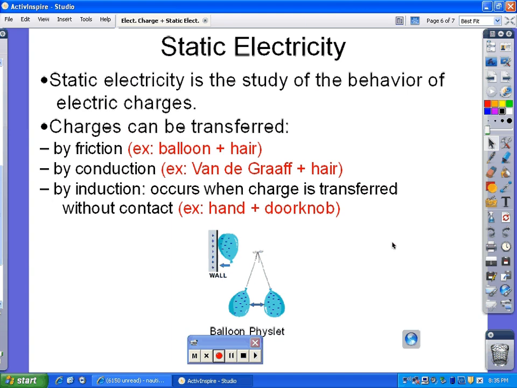Oh, the Coke can. When I moved the Coke can in class with the charged balloon without touching it, that is also induction. So 3 ways: friction by rubbing, conduction simply by touching, no rubbing, and induction is when there's no contact whatsoever.